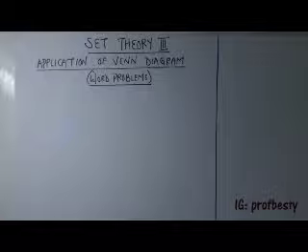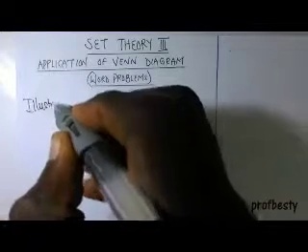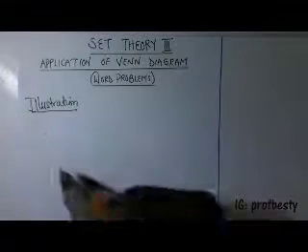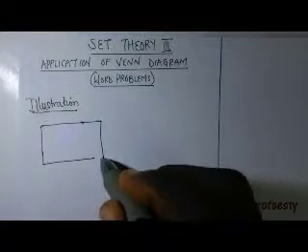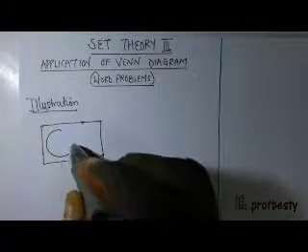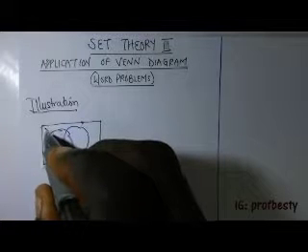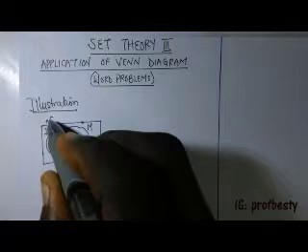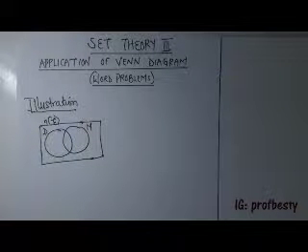Before we start taking questions, it is important that we take a very interesting illustration. Okay, let's take a set of love. Let the first circle represent dad and the second represent mom. Of course, the rectangle represents my universal set. So this is what we are talking about.